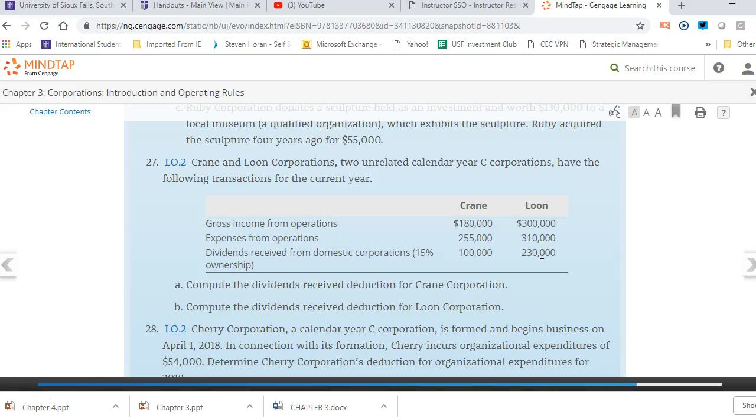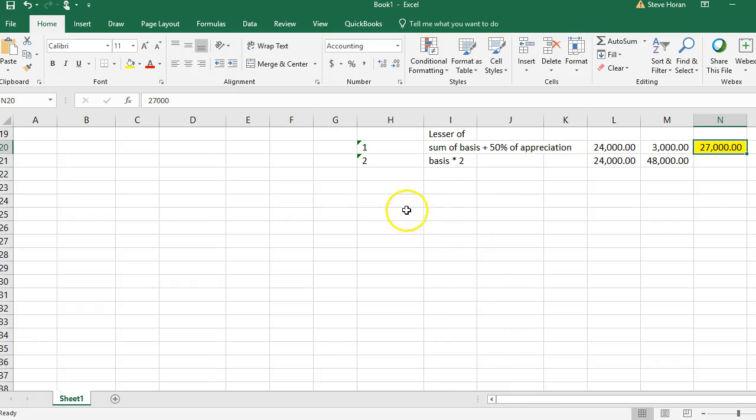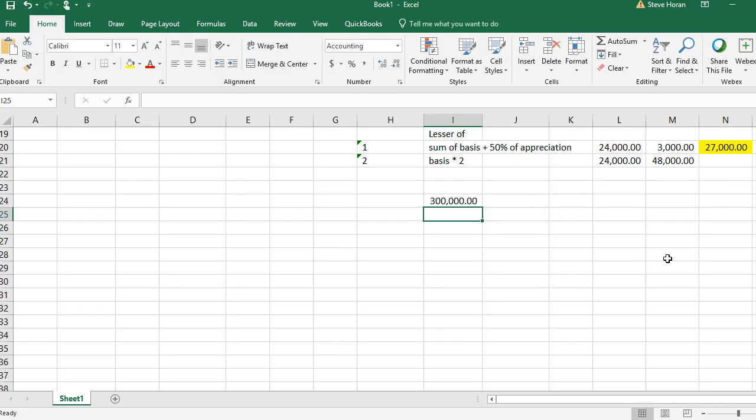But I'm going to run into another scenario here with them. So what I do is this. I'm going to do this one in Excel. It'll be a little bit easier to see it. So we're going to take their income of 300. And then we add what the dividends received would be. And then we subtract their expenses.